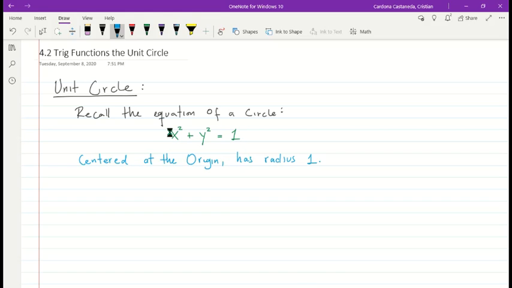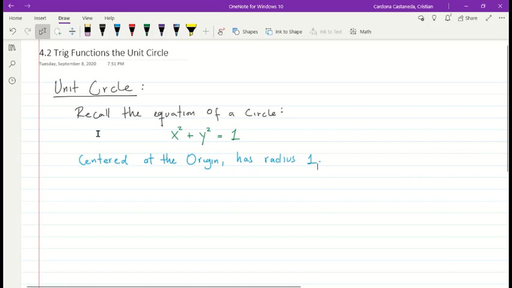In 4.2, we're going to talk about trig functions and how they relate to the unit circle. But before we even begin doing that, we want to introduce the unit circle. So we talked about it in 4.1, where we looked at a circle and transformed degrees into radians and radians into degrees. But now let's talk about the points on the circle.